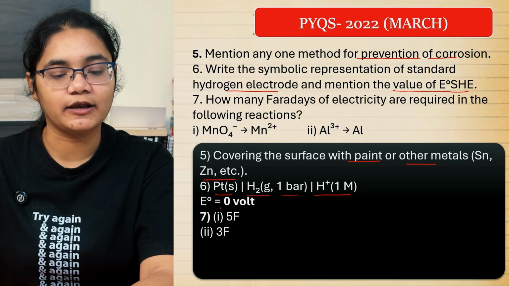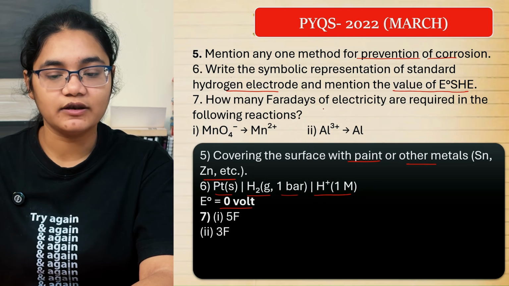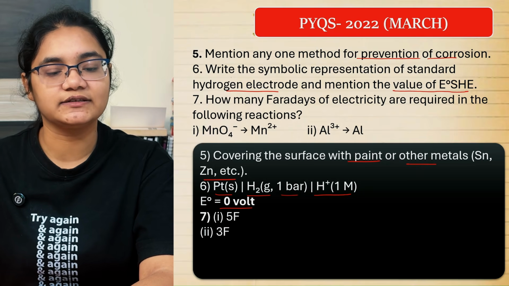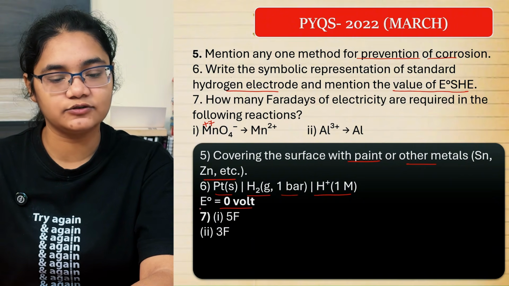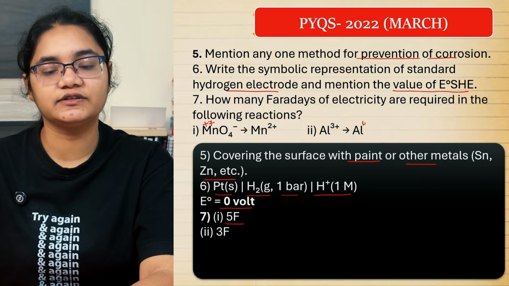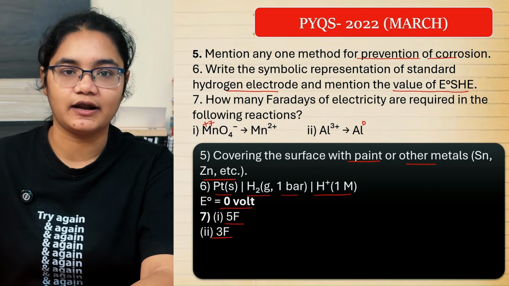And what is the value? Value of E naught is 0 volt. Next, how many Faradays of electricity are required here? So you can see this is plus 7. Plus 7 to plus 2, 5 moles of electrons are gained, so 5 Faraday. And plus 3 to 0, 3 moles of electrons are gained, so 3 Faraday.